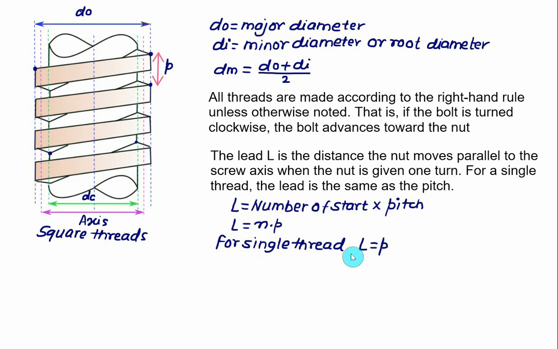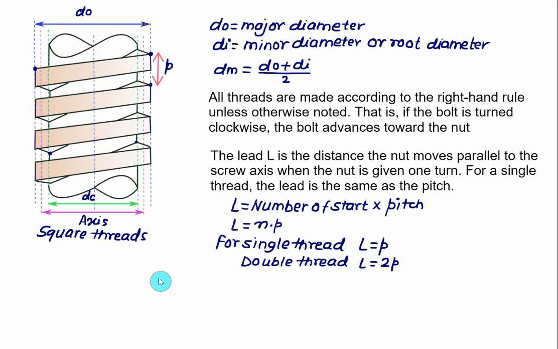A multiple threaded product is one having two or more threads cut beside each other. As far as standardized products are considered, screws, bolts and nuts all have single threads. In the case of a double start screw, the lead is equal to 2 times the pitch. In the case of a double thread, lead will be equal to 2 times the pitch. Similarly, for triple start, it will be 3 times the pitch, and it will continue.